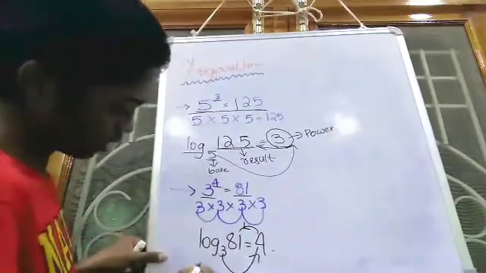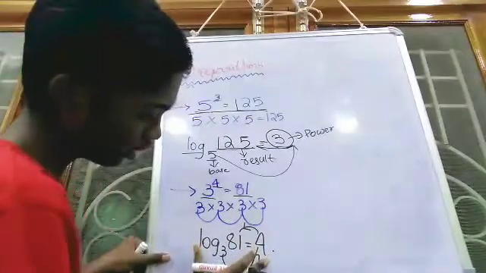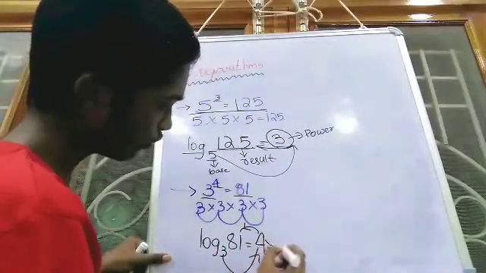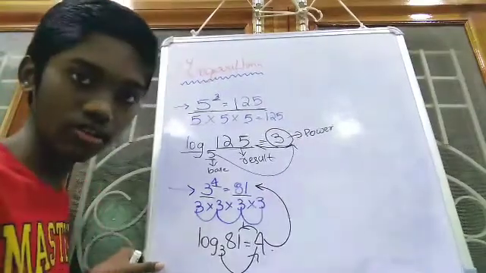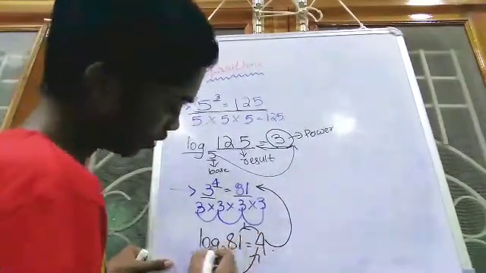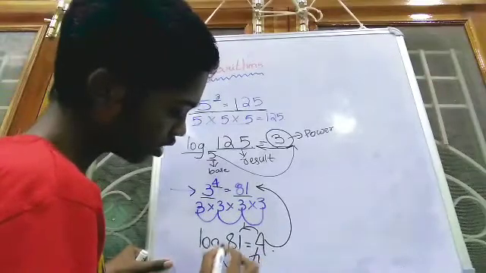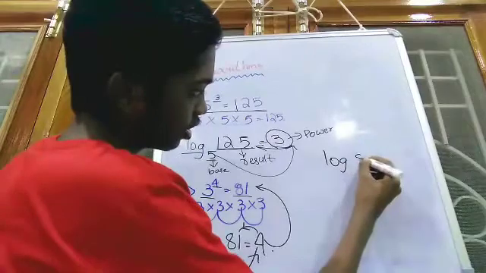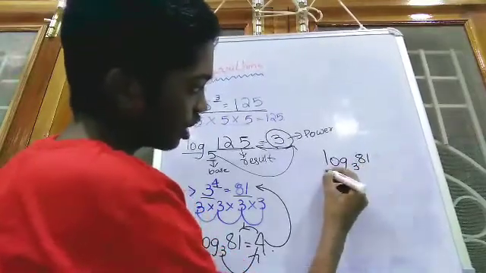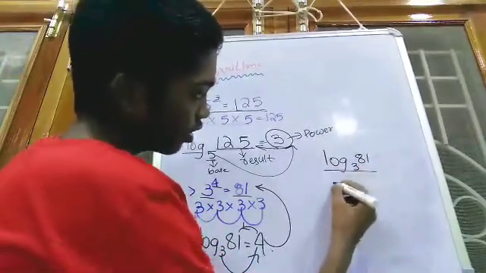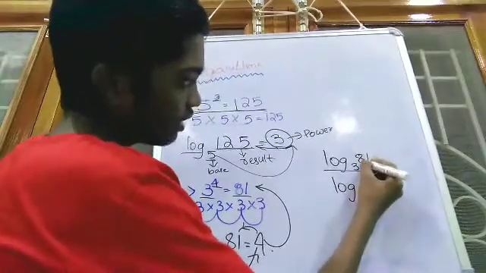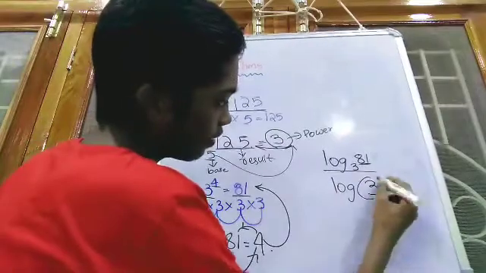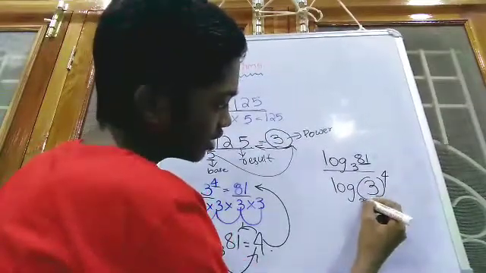Now if we have to express this, log 81 to the base 3 equals 4, into 3 power 4 is equal to 81, how to express it? Log 81 to the base 3. Now we have to express this. Log 81, and 81 can be expressed as 3 power 4. Log 3 power 4 to the base 3.